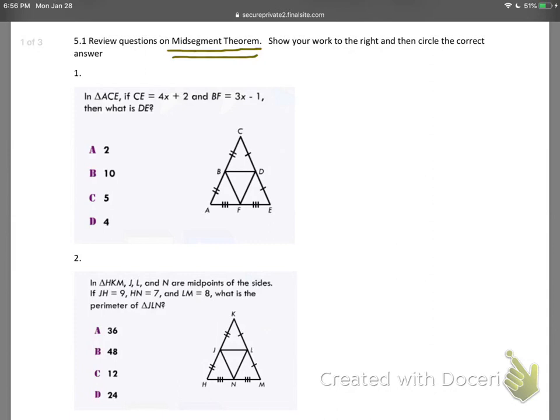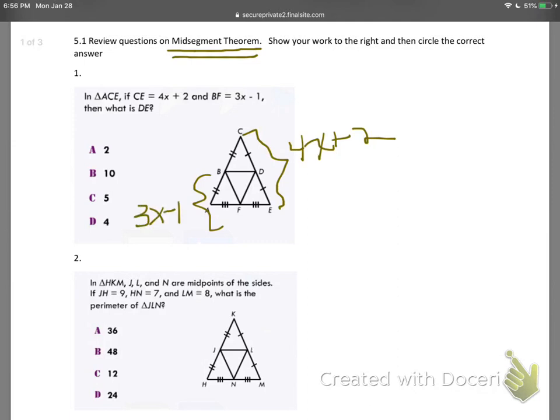Okay, the question says, in ACE, so ACE is the bigger triangle. CE, so let's see where CE is. CE is this whole piece right here. So CE is 4x plus 2. And BF is this smaller piece right here. And BF is 3x minus 1.